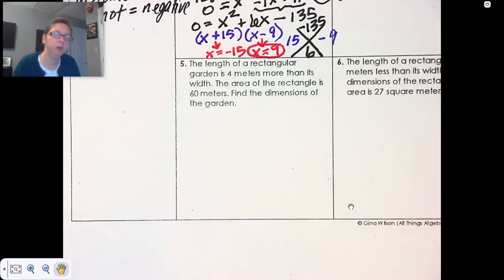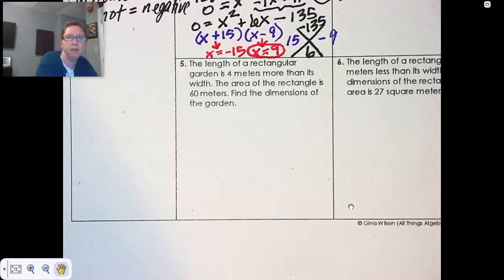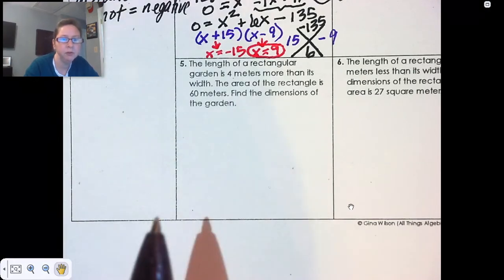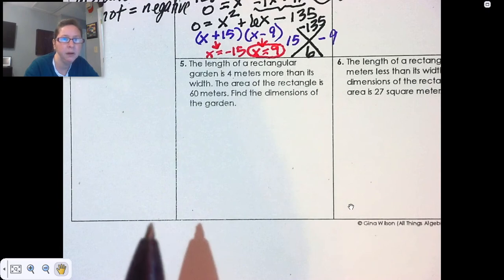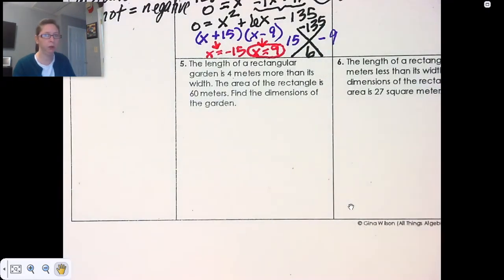All right, so number 5. This says the length of a rectangular garden is 4 meters more than its width. Find the area, the area of the rectangle is 60 meters. Find the dimensions of the garden. So what we need to do first is we need to set up what our garden would look like.